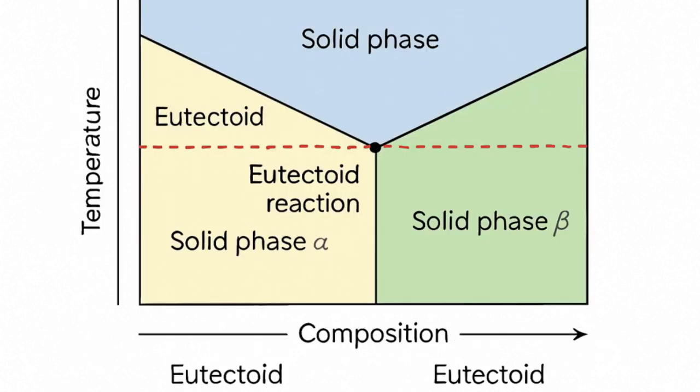Eutectoid reactions. Similar to eutectic reactions, eutectoid reactions occur entirely in the solid state. Here, one solid phase transforms isothermally into two new solid phases upon cooling. This transformation is particularly important in the heat treatment of steels. The most famous eutectoid reaction is found in the iron-carbon system, where austenite transforms into ferrite and cementite, forming a lamellar structure called pearlite. This transformation is fundamental to controlling the mechanical properties of steel.